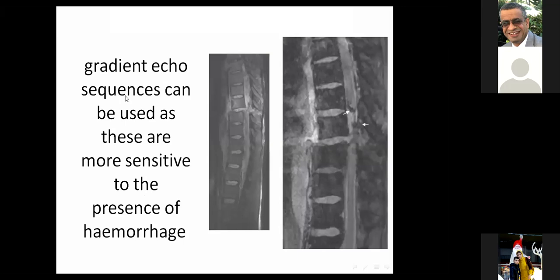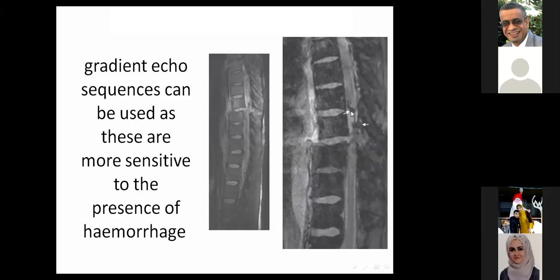A gradient-echo sequence can be used as it is more sensitive to the presence of hemorrhage. This is MRI T2, and this is a gradient-echo sequence. MRI will show hemorrhage inside the spinal cord.